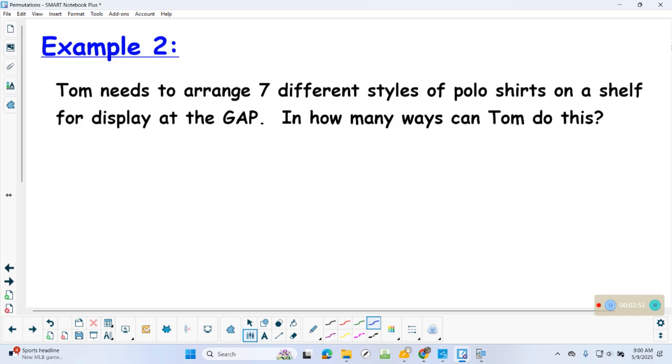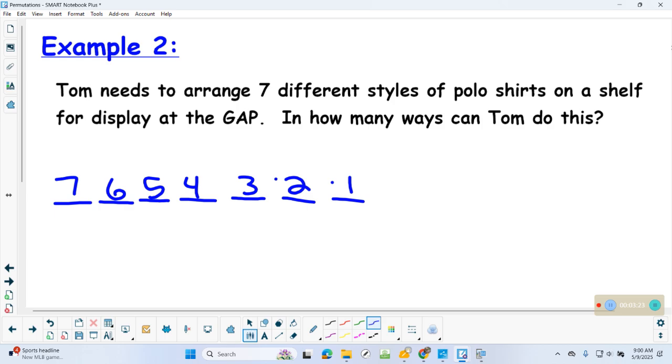Okay. So 7 different polo shirts. I'm going to put 7 blanks, on a shelf at display at the Gap. How many ways can Tom do this? Well, notice there are no restrictions about what shirt has to go where. We can put them however we want. So for the first shirt, I've got 7 total to pick from. I arranged one of the shirts. How many are left to put in the next spot? 6. You get it. Now what? 5, 4, 3, 2, 1. You got it. And we're going to multiply that together.